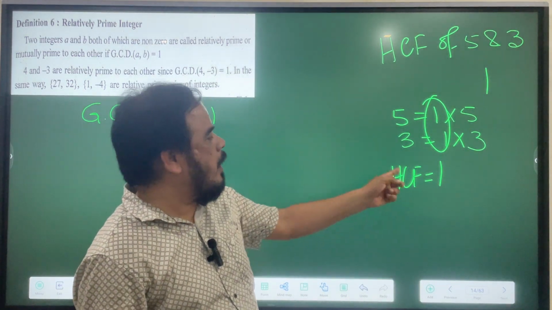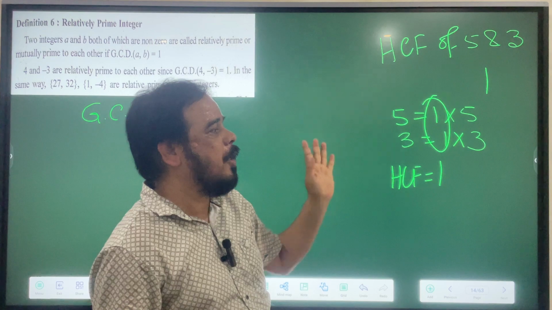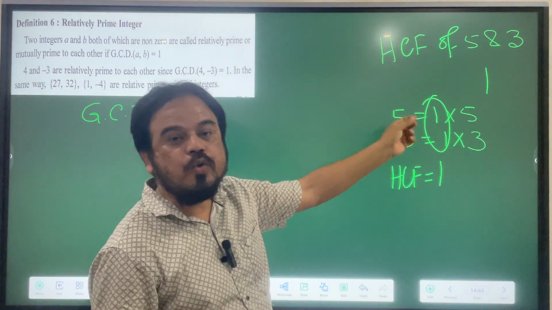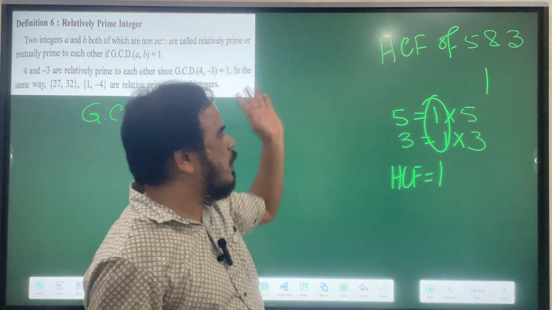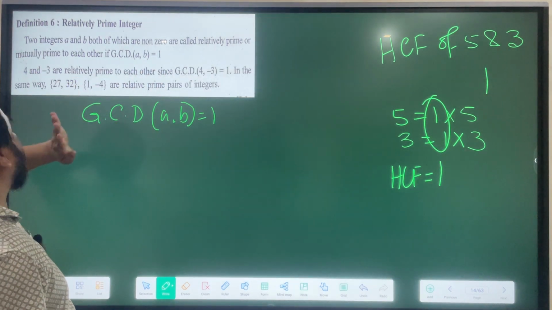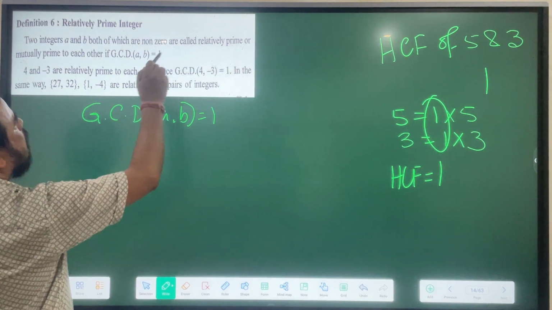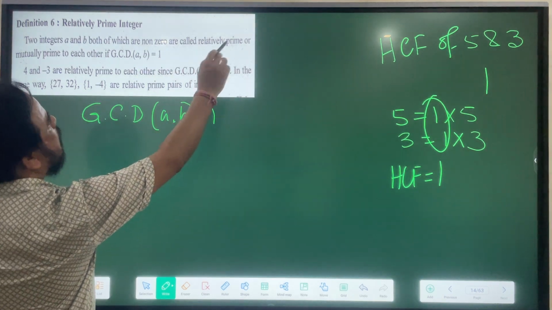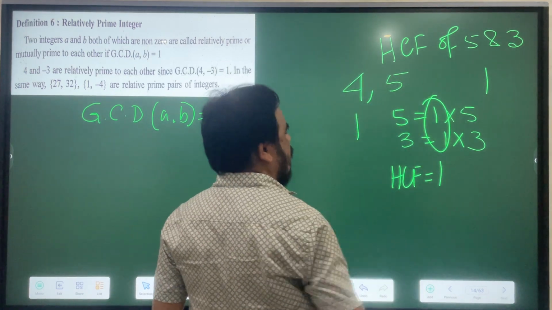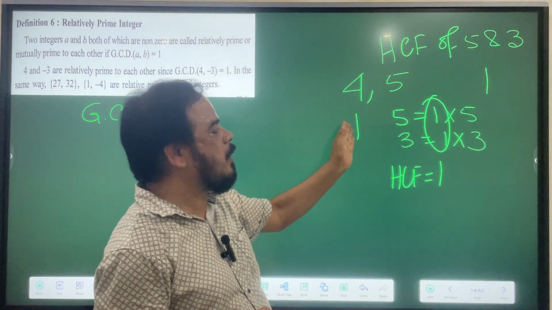That you know. Why is HCF 1? Because both are prime to each other. Both are co-prime. When we want to find the HCF of two prime numbers, we will always get HCF 1. Same thing here also. GCD of A, B will be 1 when mutually prime to each other. 4 and minus 3 is one example. Both are called relatively prime or mutually prime to each other. Even if it is 4 and 5, then also 1. Both may not be prime. 4 is not prime, but then also we will get HCF 1.